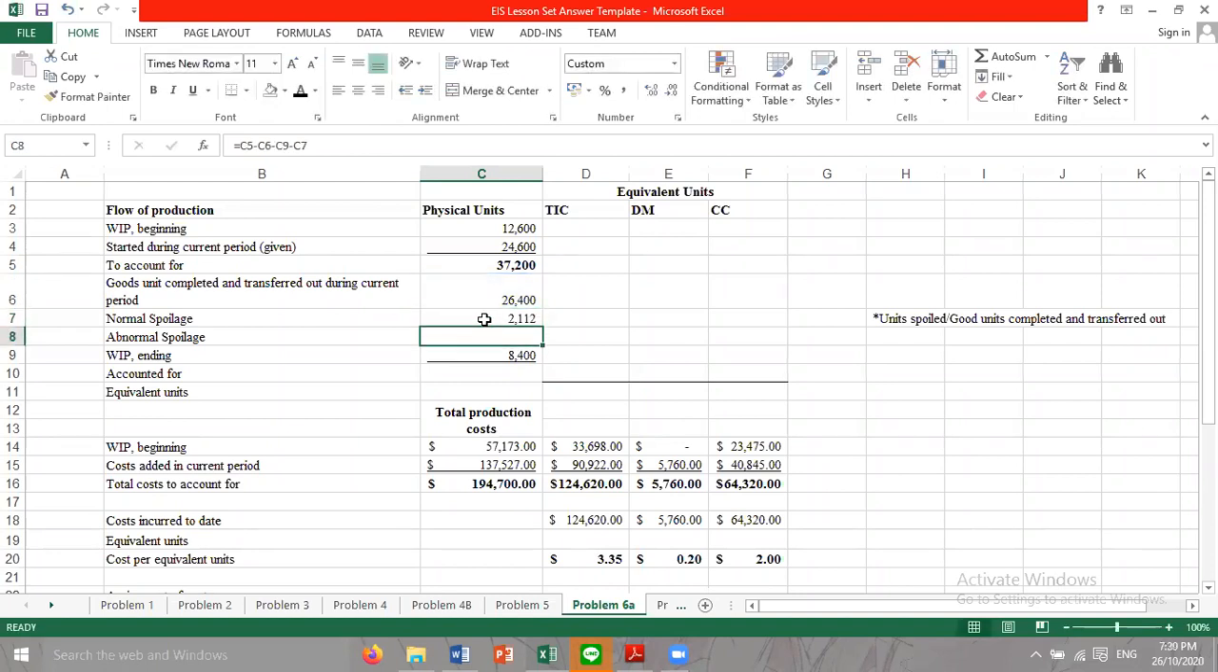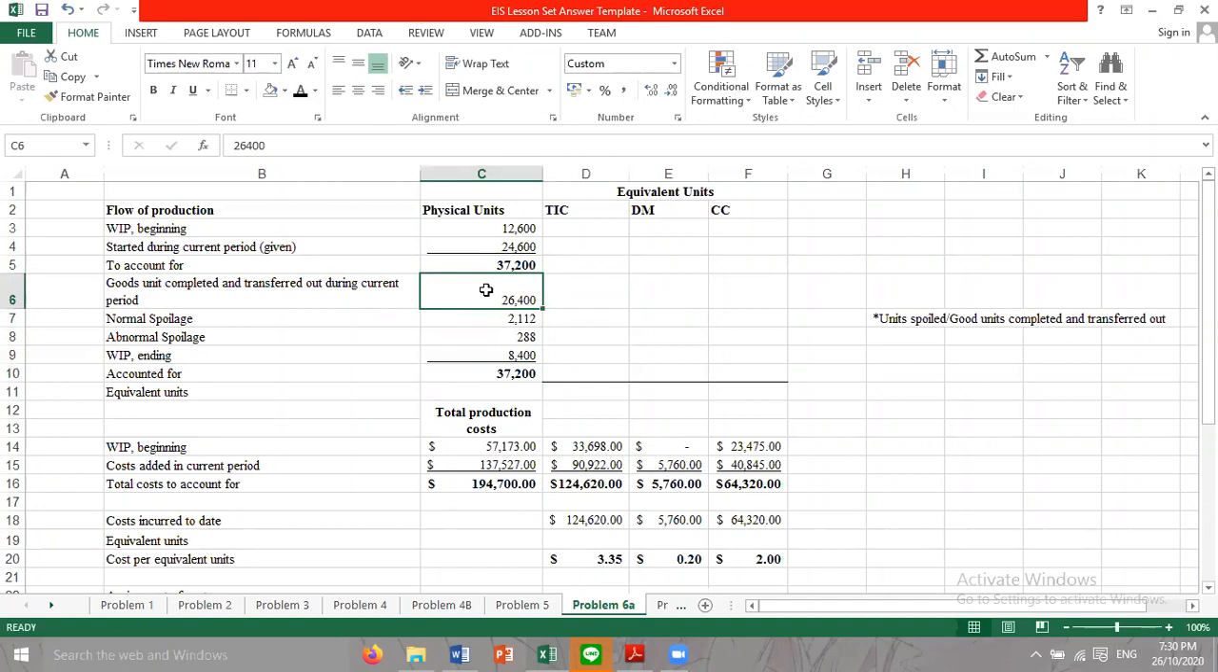How about abnormal spoilage? Well, since we already have the normal spoilage, good units completed, and WIP ending, we just need to subtract these three amounts from the total units to account for. And we will get an amount of 288. Once again, remember, units accounted for need to be equal to units to account for. Now we already know the physical units.